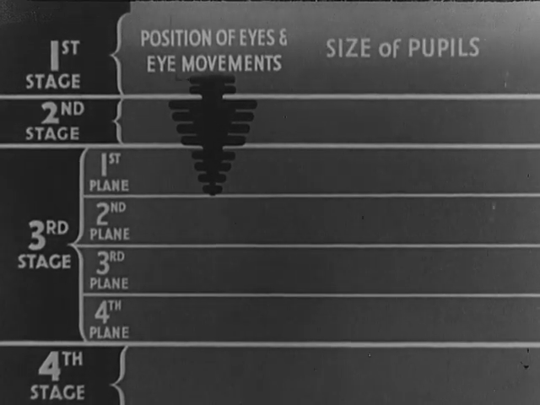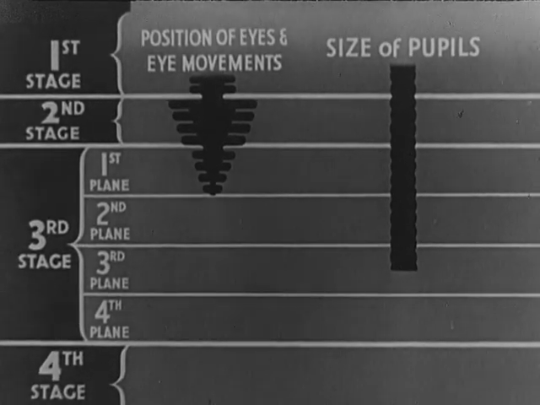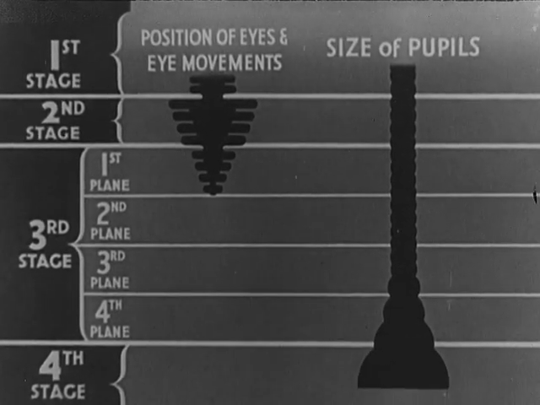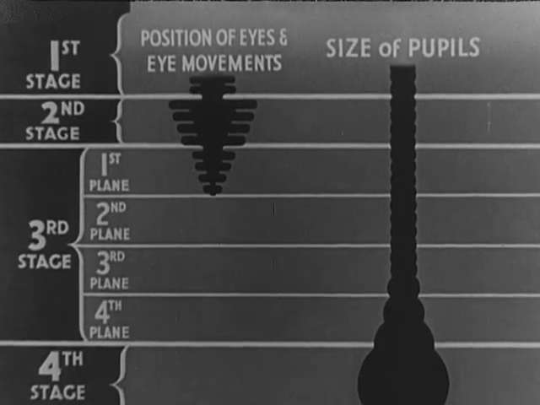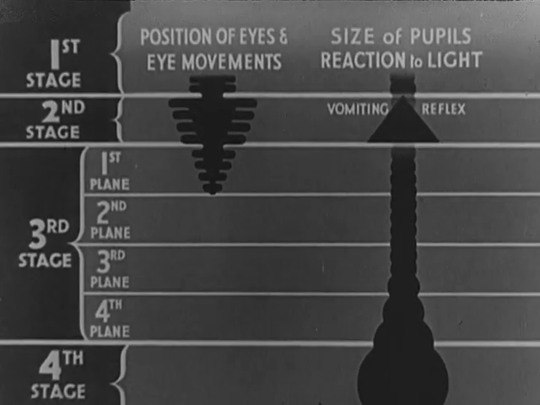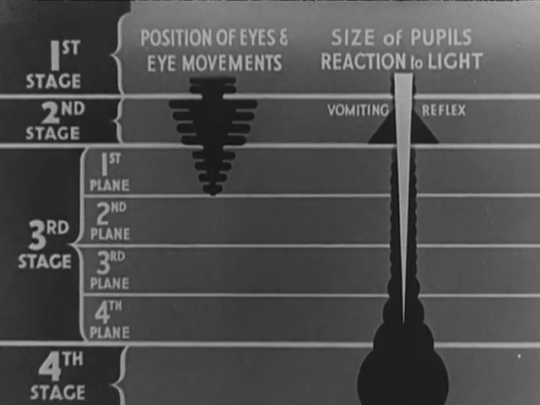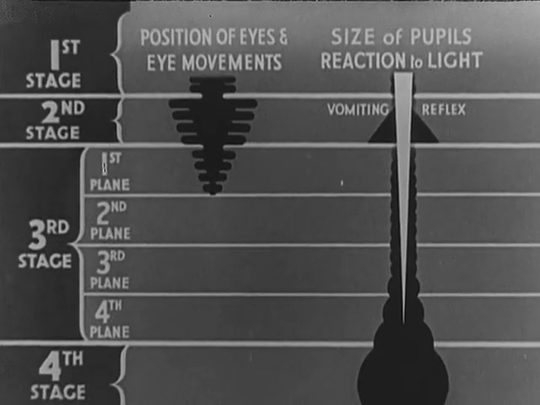Again, the chart sums up the size of the pupils. Small until the third plane, and dilating from then on. And the sudden dilatation in the second stage, if the patient is about to vomit. The light reflex is brisk in the second stage, and becomes more sluggish through the third stage, until it's lost by the beginning of the fourth stage.